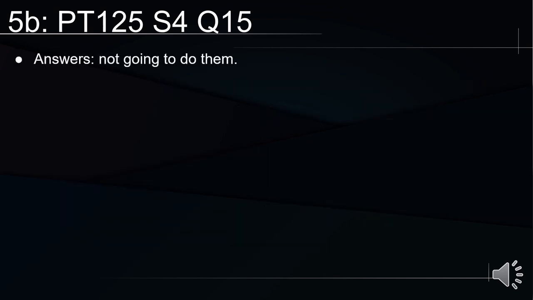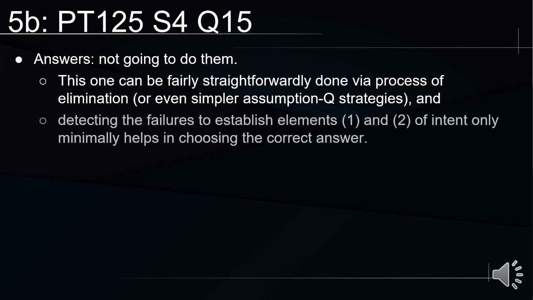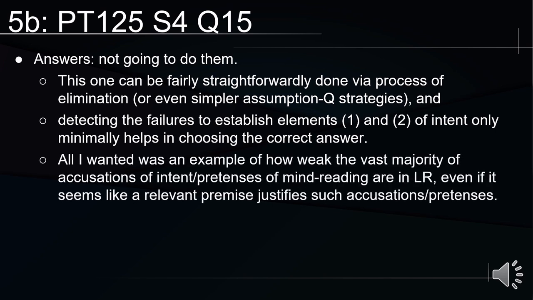In terms of answers, I'm actually not going to do them. This one can fairly be straightforwardly done by process of elimination or even simpler strategies than that. And detecting the failures to establish elements one and two of intent, objectively answering the two questions that I proposed on the previous slide, doesn't actually help in choosing the correct answer quite as much as just good elimination practices will. All I wanted was an example of a stimulus that shows how weak the vast majority of these accusations of intent or pretenses of mind reading are in LR, even if it seems like a relevant premise justifies such an accusation.